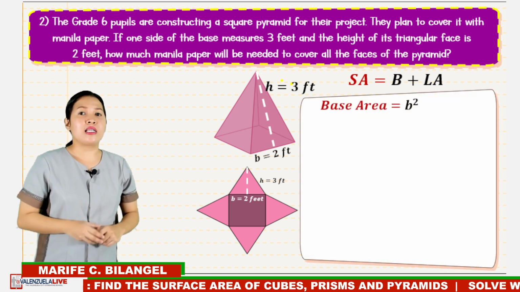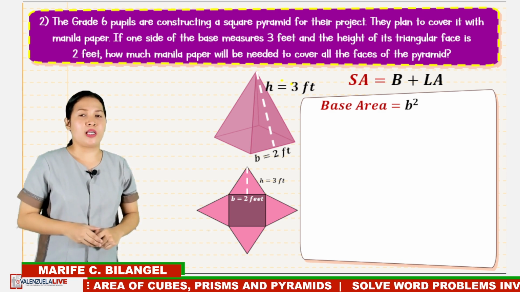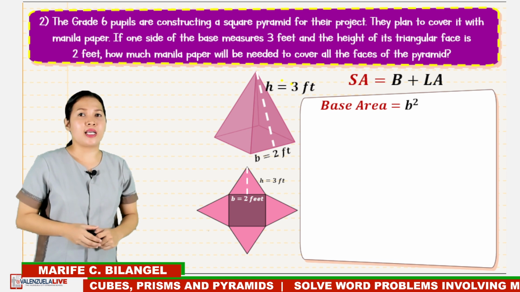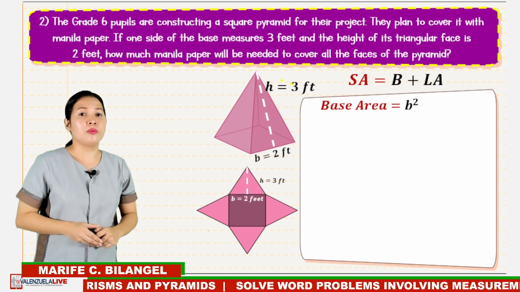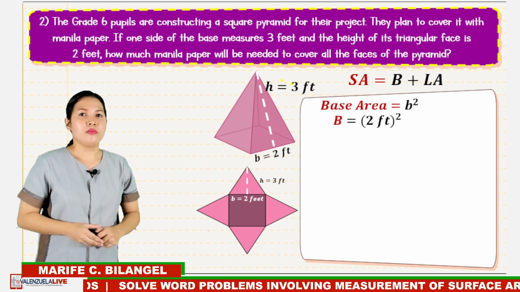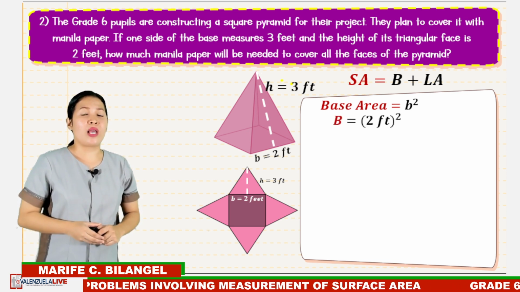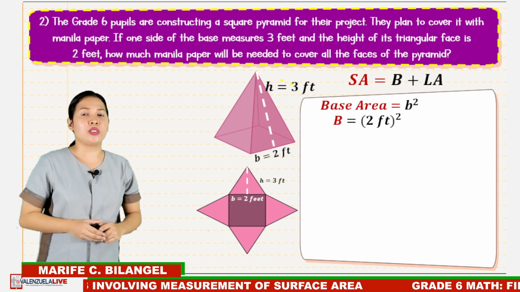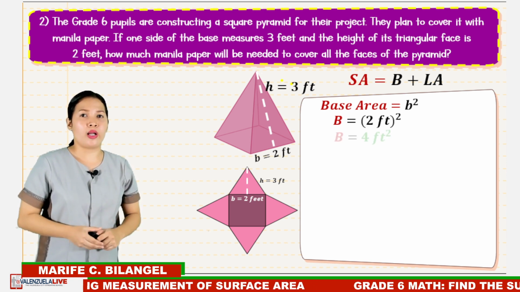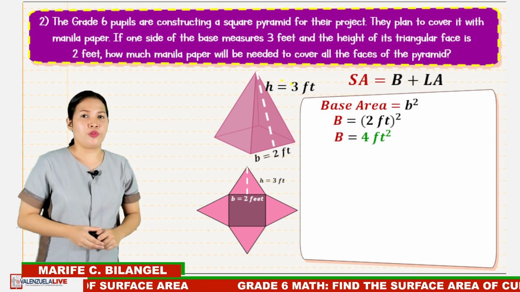Let's start in getting the base area of the triangular prism. The formula in getting the base area is equal to b squared. So our base is equal to 2 feet, so we have to square it. So (2 feet)² is equal to 4 square feet.